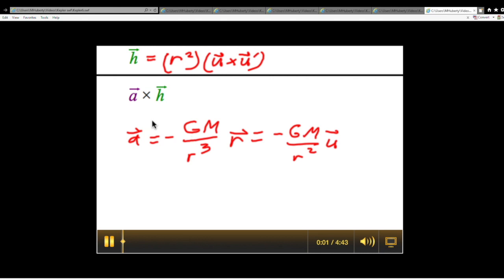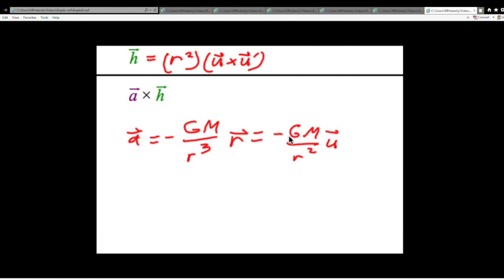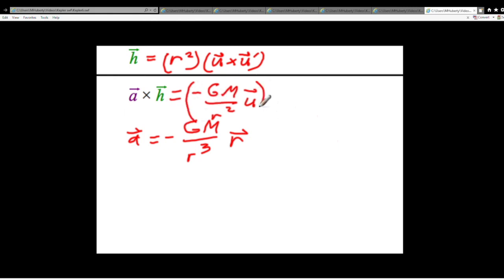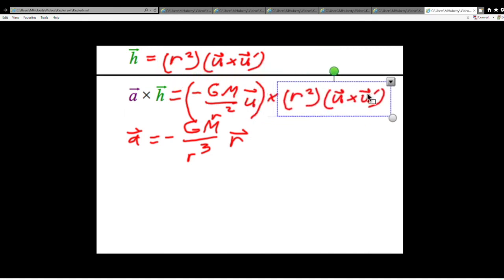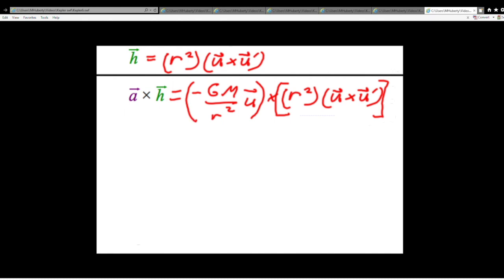All right, so we're going to take this cross product of a cross h. So here's our acceleration vector. There's the a. And then we're going to take a cross product of that with the h vector, and actually we're going to replace that with the r squared scalar multiplied with u cross u prime. So it's all of that. All right. So we get all of that stuff now.